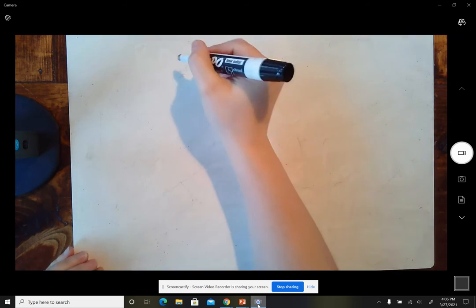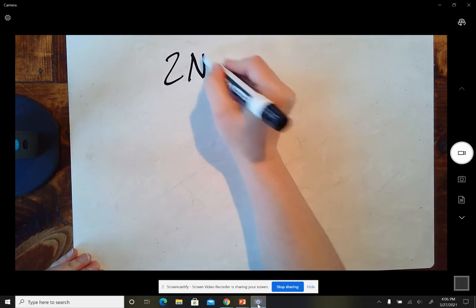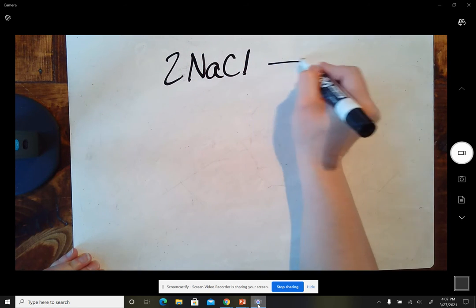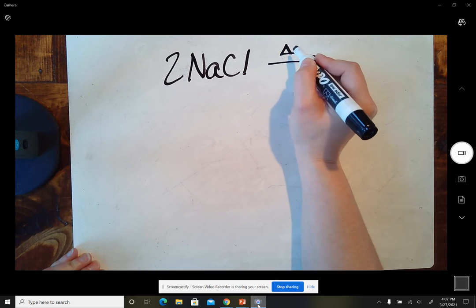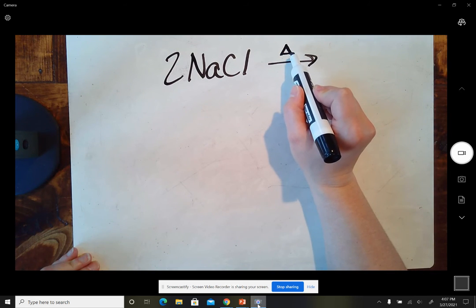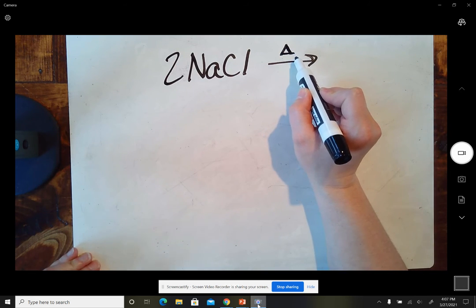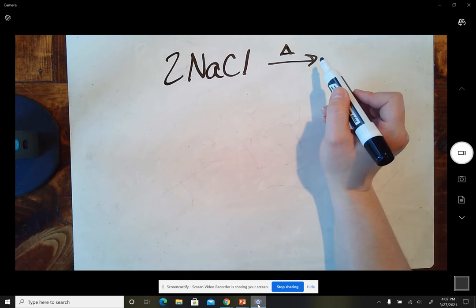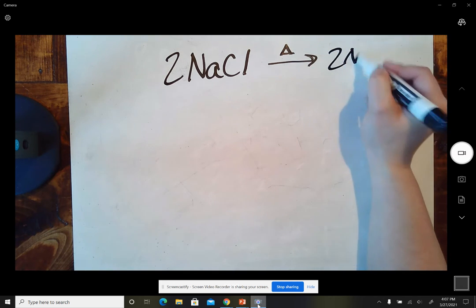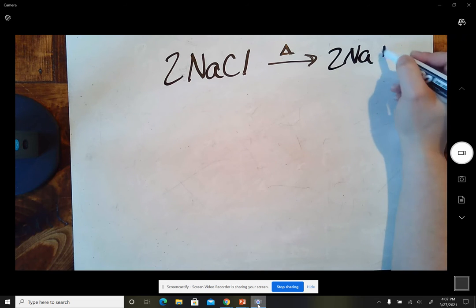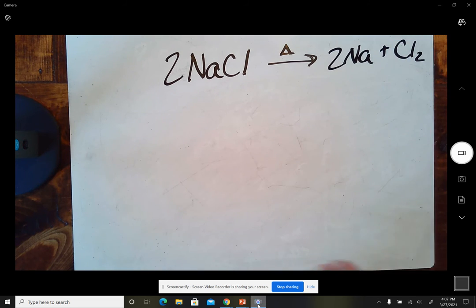All right, here's my balanced chemical equation. I'm going to have 2 formula units of salt. And that's going to yield, and don't forget that the delta over the arrow means that I've applied heat. It's going to give me 2 Na plus Cl2. This is already balanced for you, but never assume, always double check.